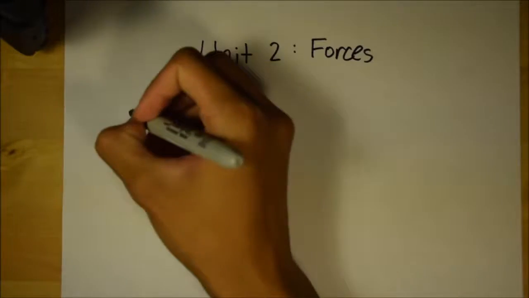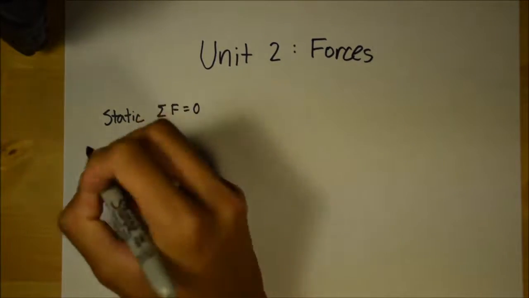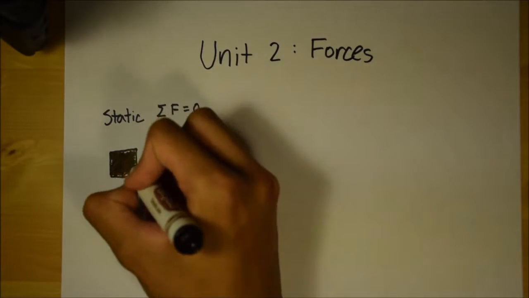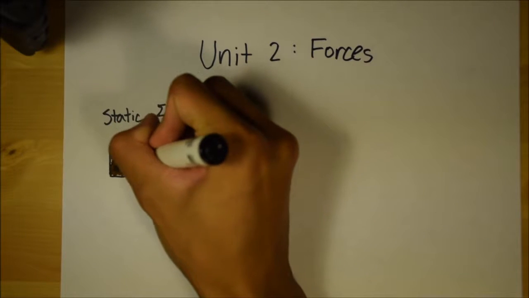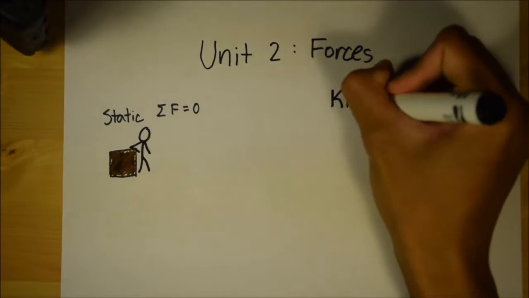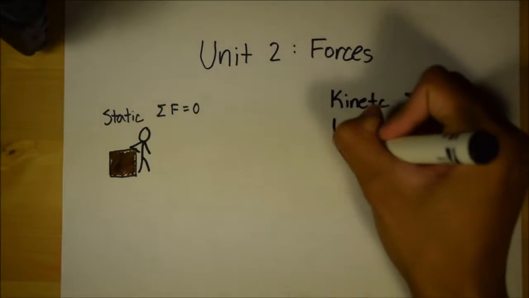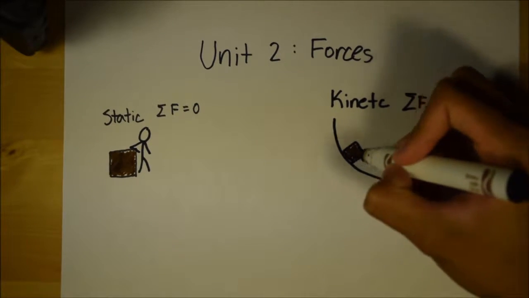Unit 2 Forces. So first we have static forces where sigma F equals 0, where nothing is moving. All the forces add up to 0 newtons, and basically the newtons units are kilogram meters per second squared. Now we have kinetic, which is sigma F equals mass times acceleration, and that's when something is moving.